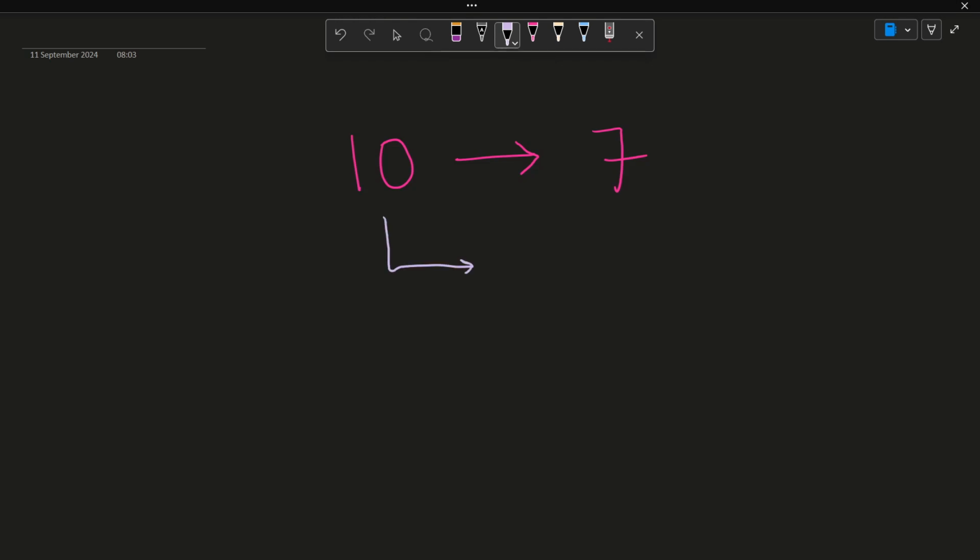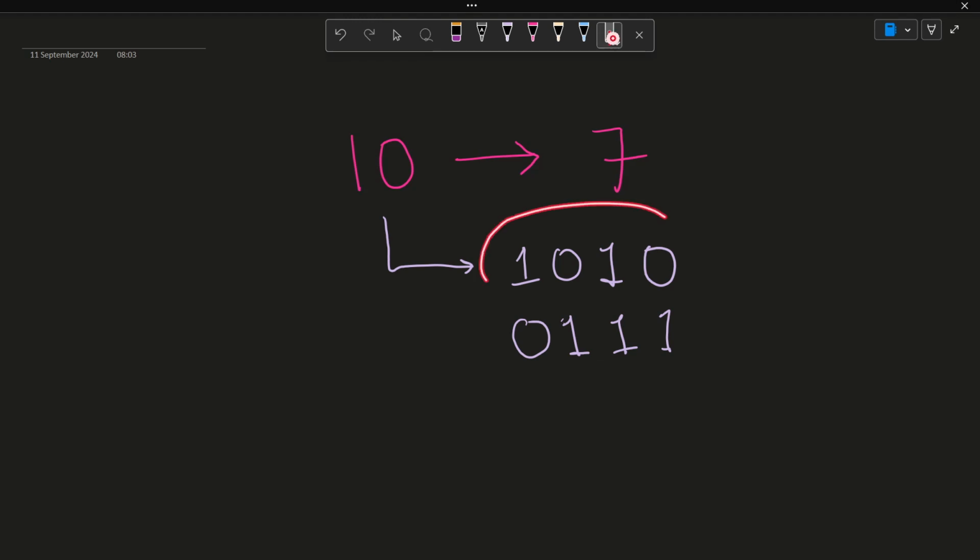So 10 can be written as 1 0 1 0, with some leading zeros which I'm not showing. And how do you write 7 in binary? 7 in binary is 111, and just to make them the same size, I'll append a 0. If you see, this is 10 in binary, this is 7 in binary, and now you have to tell me how many bits you have to convert from this to this.